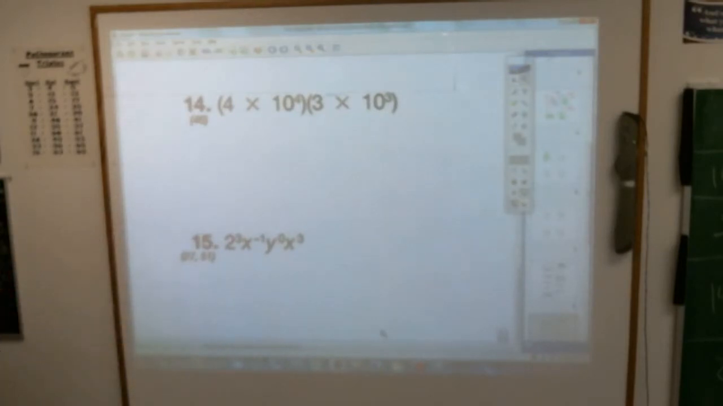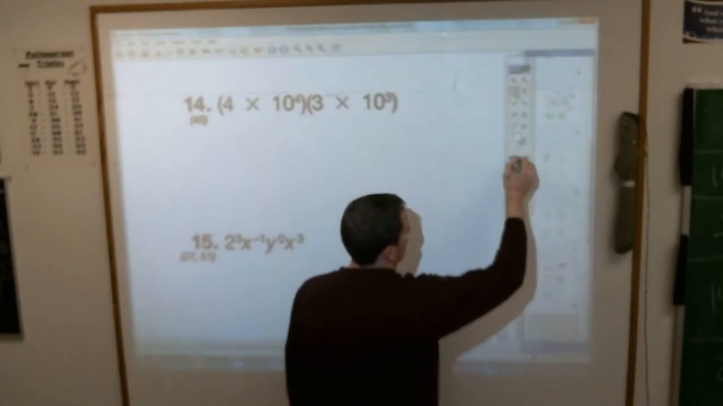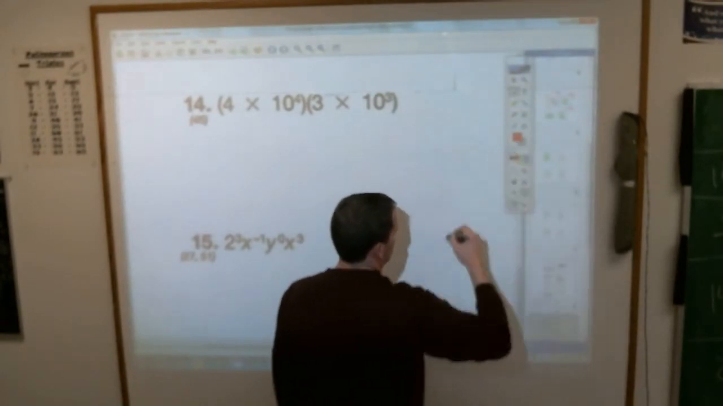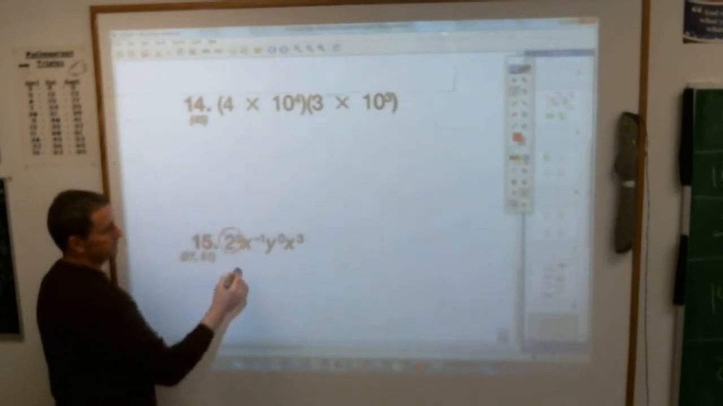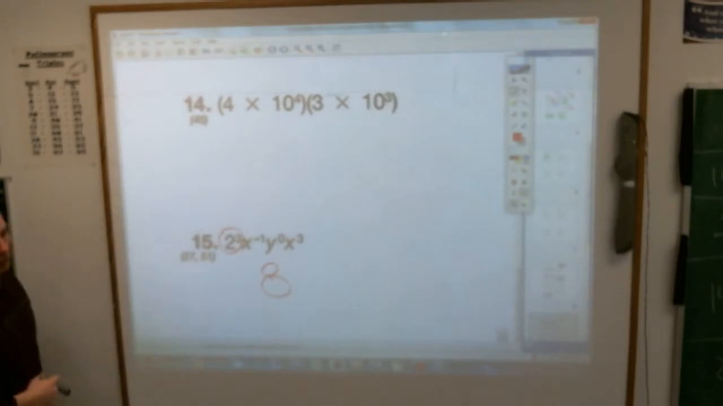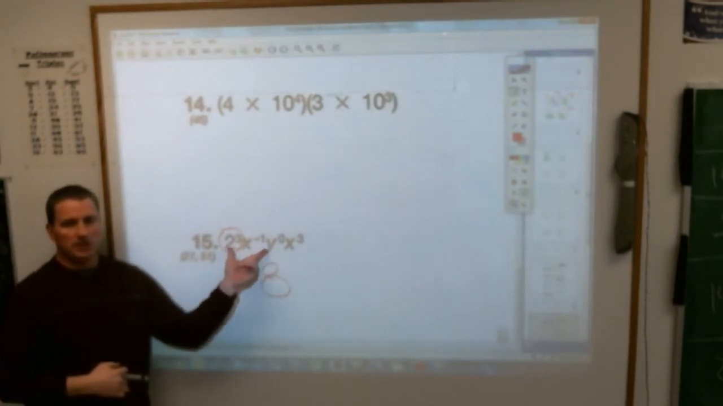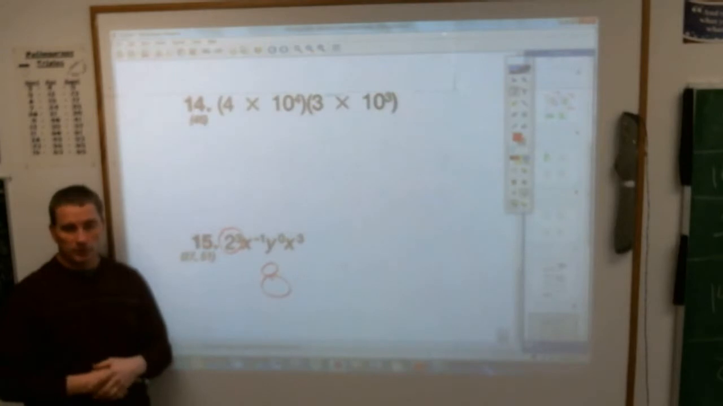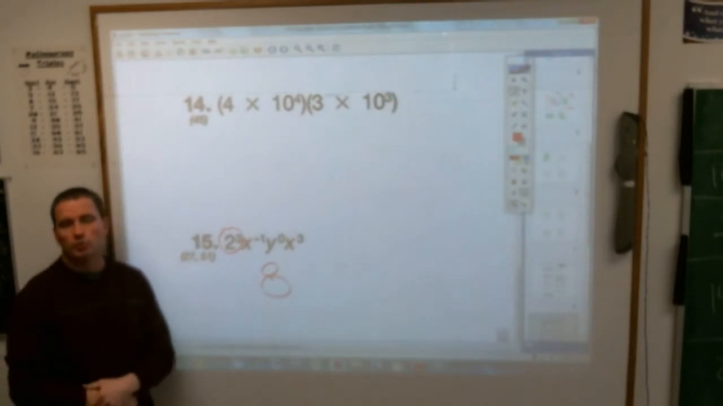First things first, let's deal with the number issue. What is 2 to the third power, Logan? 8. So you have no issue with where 8 came from? Now, what do we do with exponents when we multiply like bases together? For example, I have an x to the negative 1 and an x to the third. What do I do when I multiply those together? What is the rule?